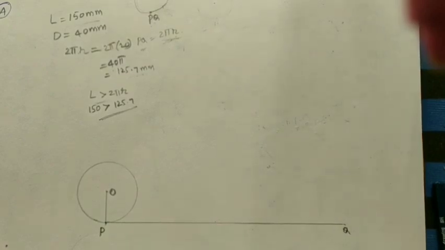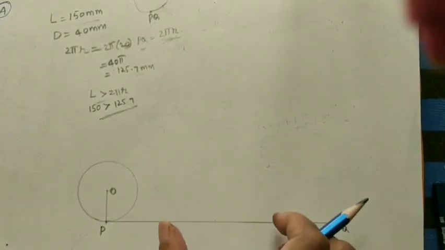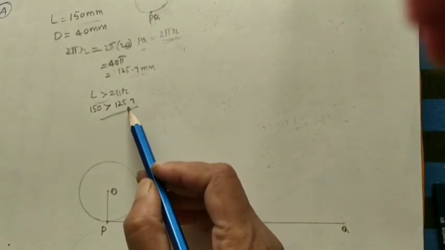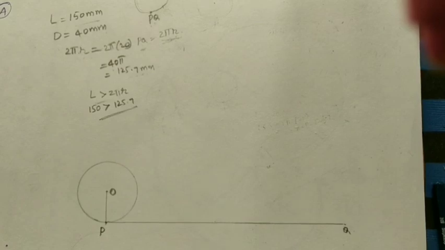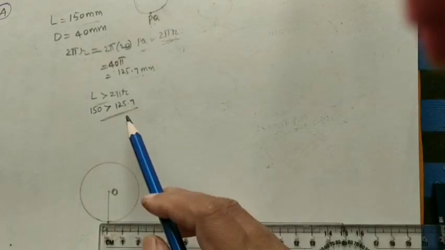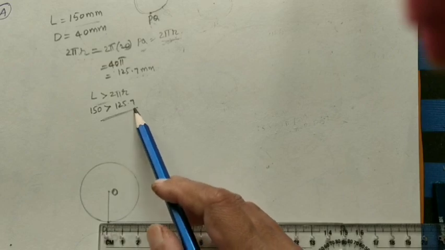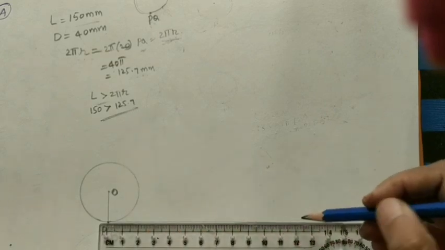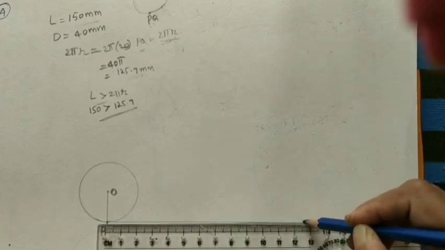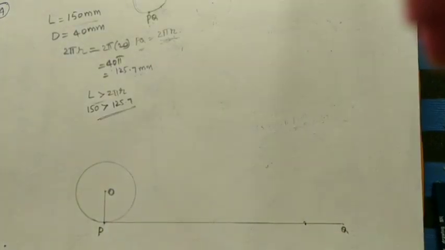The thread is PQ. On the same line, I will mark the 2 pi r length also. How much is the 2 pi r length? 125.7, approximately 126 mm. So I will mark that length also. Approximately 126 mm, which means 12.6 cm. This is 12, this is 6. So this is the 2 pi r length. Roughly I will write it here.